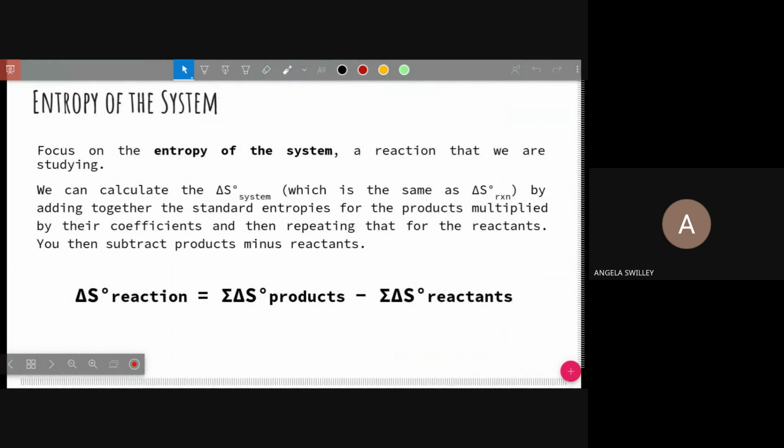Focus on the entropy of the system, the reaction that we are studying. When we do that, we can calculate the change in entropy for the system. The change in entropy of the system is the same as the change of entropy for a reaction. We can calculate this by adding together the standard entropies for the products multiplied by their coefficients and then repeating that for the reactants. Then you subtract the products minus the reactants.